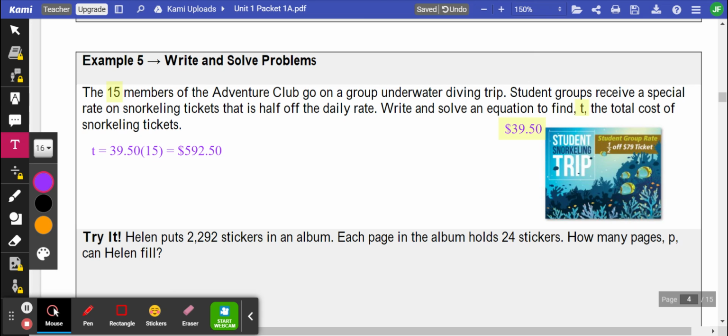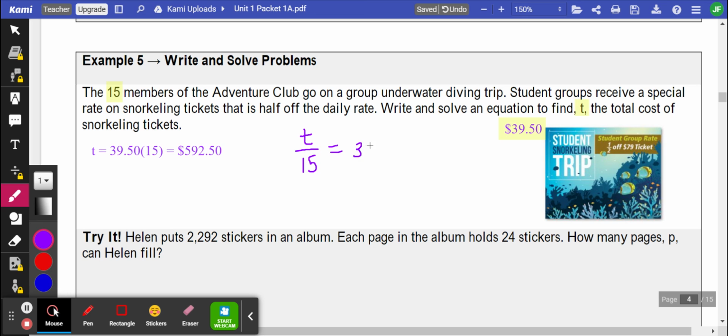Your other option is to write it this way. The total divided by the number of students is going to give you the price per ticket. Now, this one isn't as natural to me, so I would be okay with you showing it the other way.